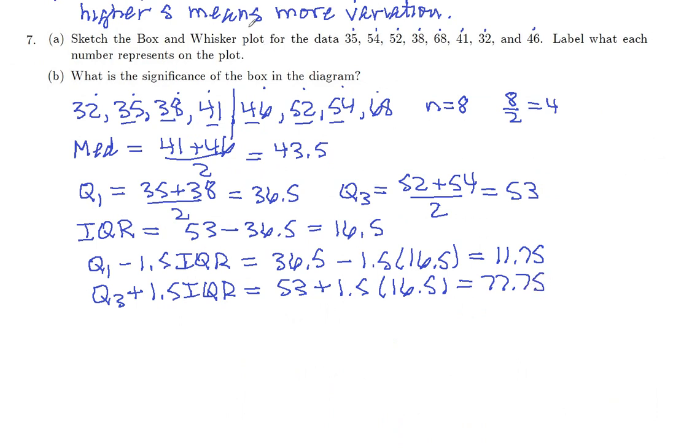So now we've got all the pieces, we can draw our box and whisker plot. So draw out our number line here. And our low is the 32, the high is the 68, and this goes from 11 to 77. So we probably want to go from like 10 to 80 in our scale here. So let's do 10, 20, 30, 40, 50, 60, 70, 80.